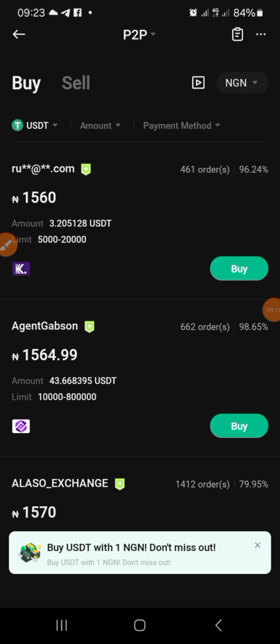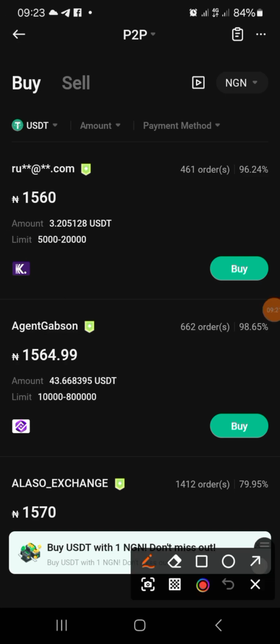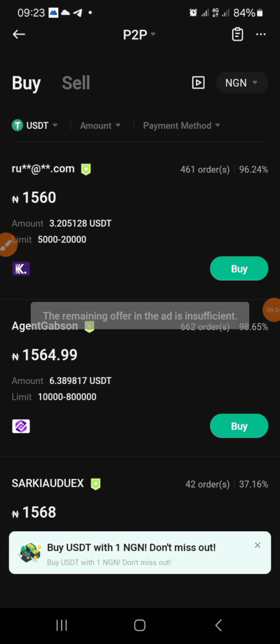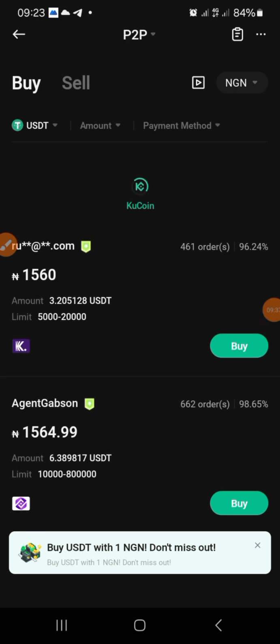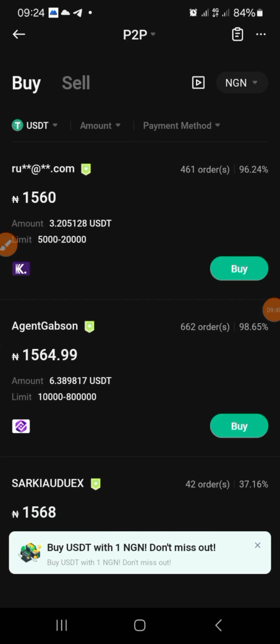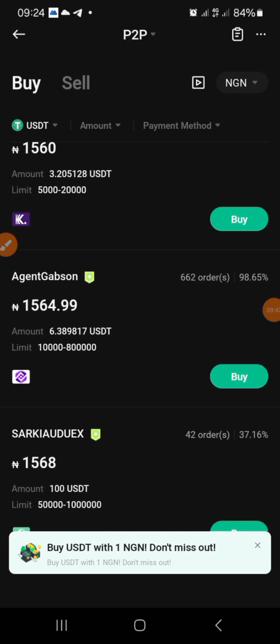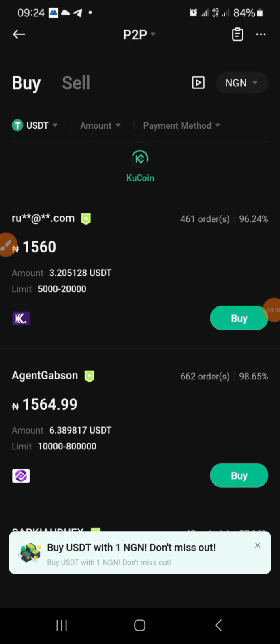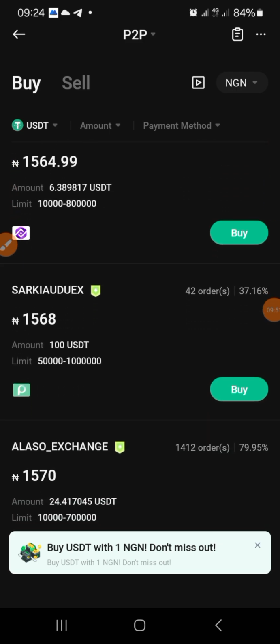So what do you do? For example, if you want to buy, this is what you check. This person has $3 worth of USDT, and his limit is 5,000 to 20,000. So what you do is you just click buy. Okay, his amount is, I think he has traded it up. Okay, let's check out this person, 1,000 to 8,000. Let's check. Okay, it's off there. Let's check another person. This person has 100 USDT.